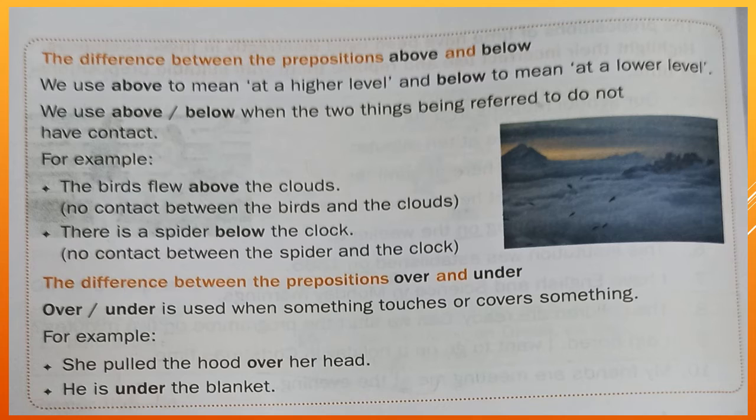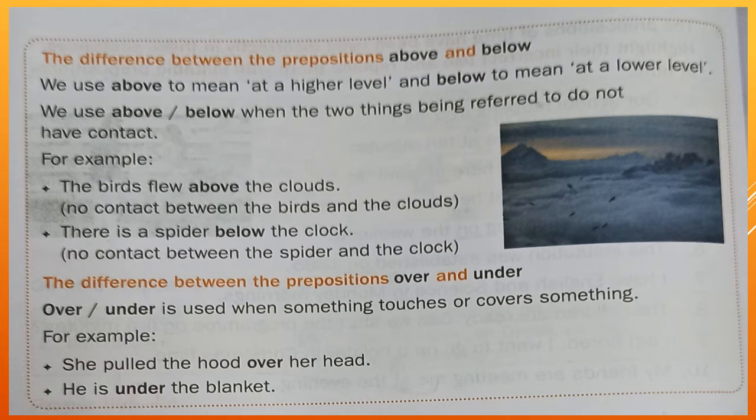Like let's go for the example. The birds flew above the clouds. No contact between the birds and the clouds. यहाँ पे जो पंछी है वो clouds के above fly करते हैं. तो right, वहाँ पे contact नहीं है उन लोग के बीच में. So there is no contact between the birds and the clouds. Therefore we use preposition above over here. Okay. Now there is a spider below the clock. So clock के below spider है. There is no contact between the spider and the clock. Therefore we have used the preposition below over here. Okay. So I think you have understood what you mean by above and below.